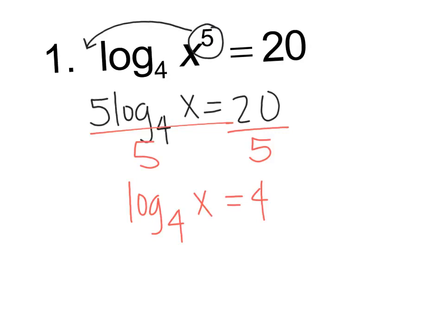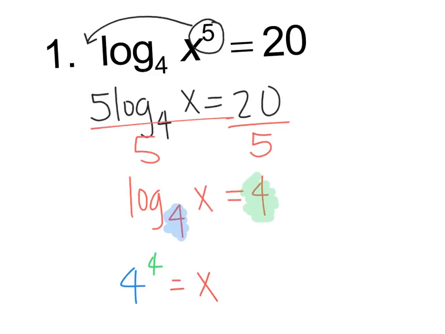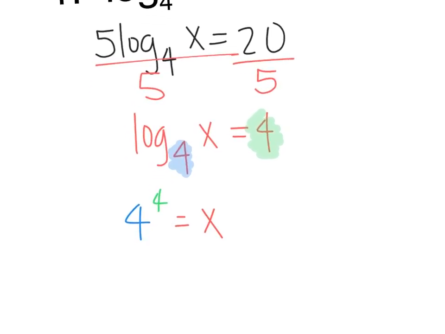Which 4 are you talking about? The base 4. Okay, so the base of 4, so it'll be 4 to the 4th. Which 4 are you talking about? After the equal. Okay, that's important. Yeah. So 4 to the 4th equals x. Well, what is 4 to the 4th? 256. So your answer would be 256.